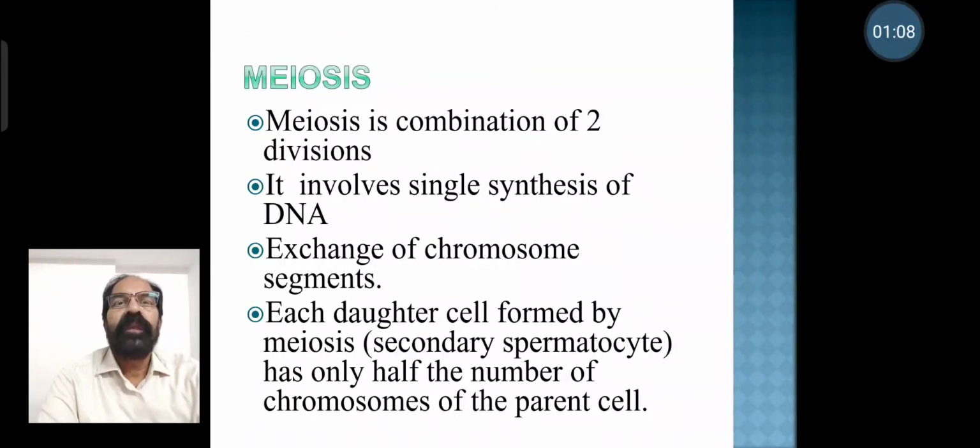Meiosis. Meiosis is a combination of two divisions. It involves a single synthesis of DNA and exchange of chromosome segments. So each daughter cell formed by meiosis, that is the secondary spermatocyte, has only half the number of chromosomes of the parent cell.